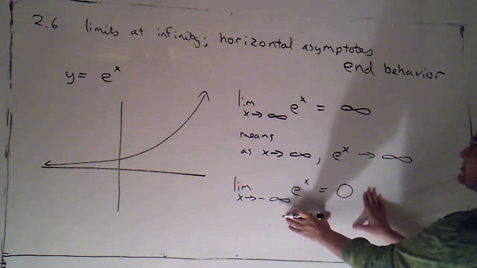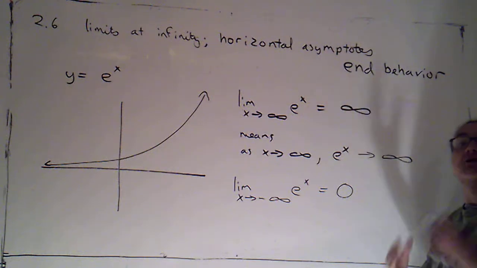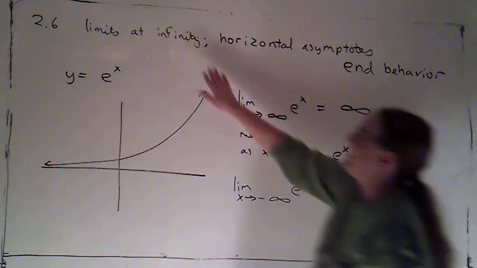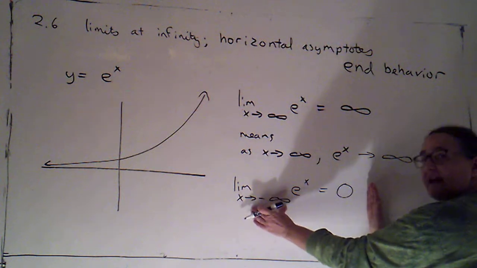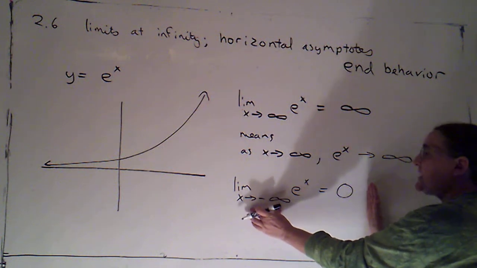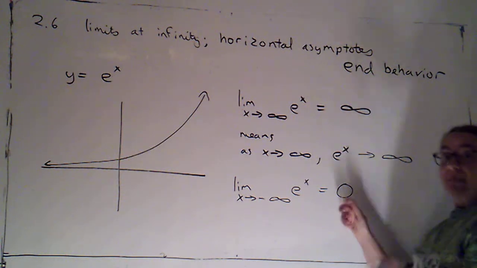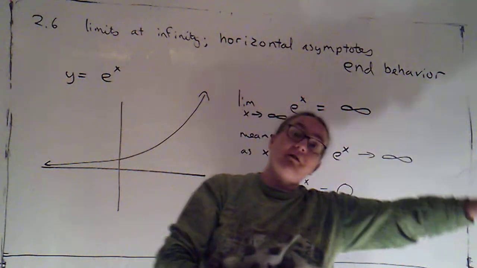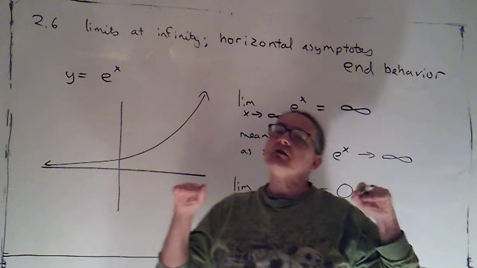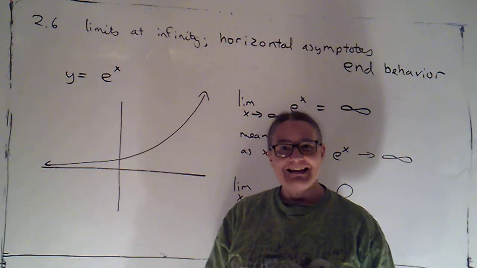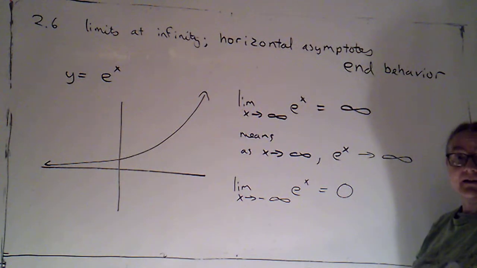So here's a situation where we're seeing a horizontal asymptote. So not all limits at infinity are going to be horizontal asymptotes, but if the limit as I go off to infinity or negative infinity is a finite number, that's saying as I go really far to the right or really far to the left, the graph is leveling out at that height. And that's how we would describe, using limits, a horizontal asymptote.